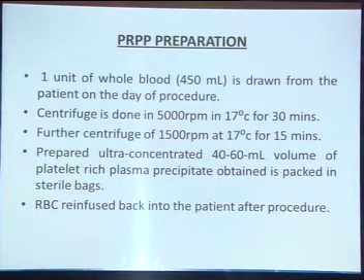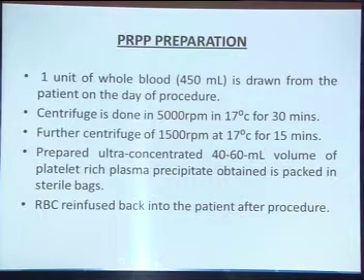How to prepare this PRPP? The patient has to donate his own blood. That is, 1 unit of whole blood will be drawn on the same day. So the patient has to be transferred to the blood bank, 1 unit of blood will be drawn, and centrifuging will be done. The first centrifuge will be at 5,000 rpm at 17 degrees Celsius for 30 minutes, and the second centrifuge at 1,500 rpm at 17 degrees Celsius for another 15 minutes, and we will get an ultra concentrate of around 30 to 40 ml.